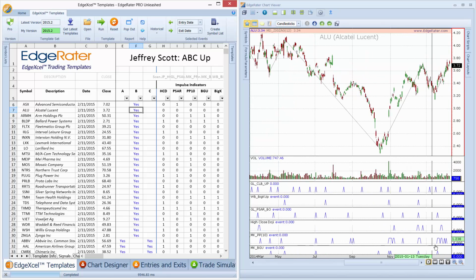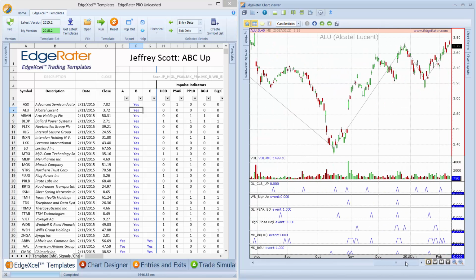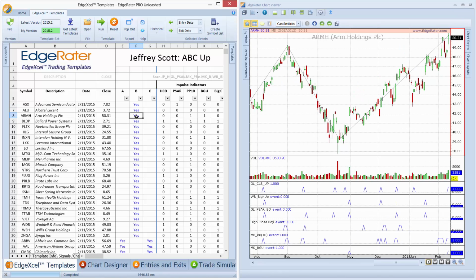Okay, this one too, ALU. Let me zoom in a little bit on ALU. The peak was drawn up here. There was a trough down here. And now the price today closed above the previous peak. All of these will be in the B category.